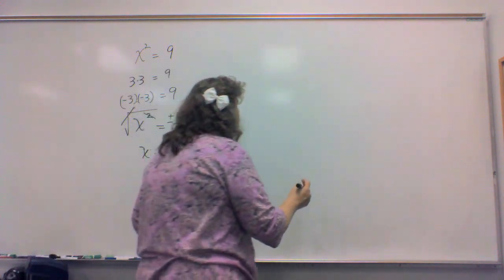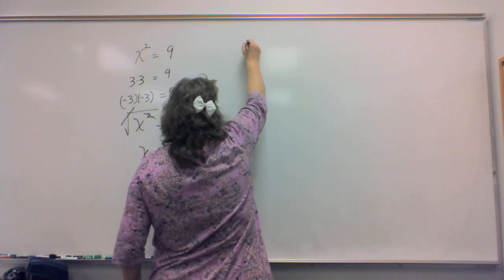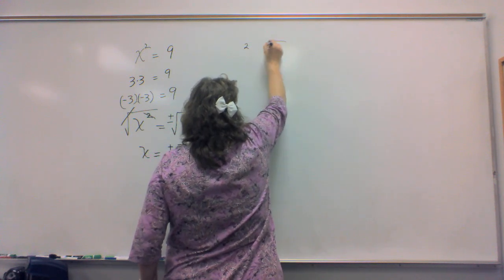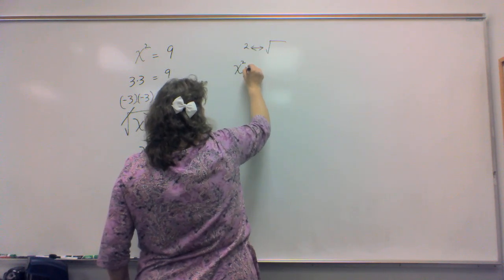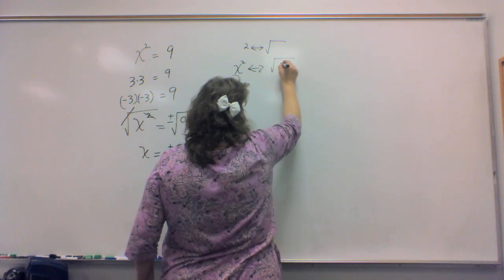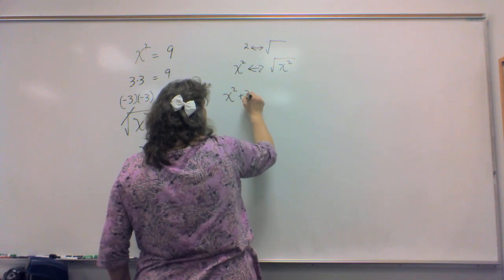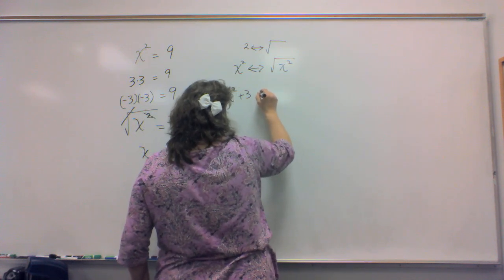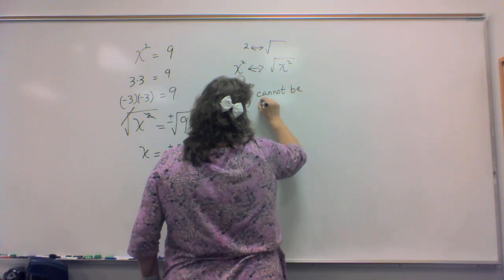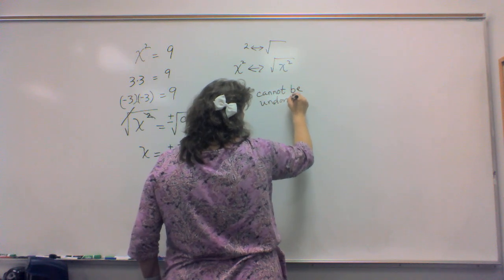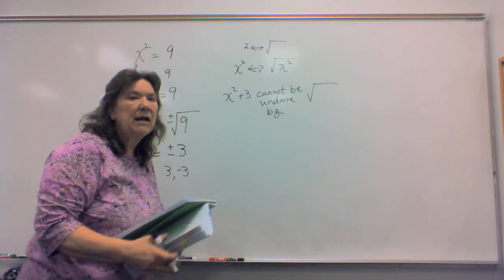Okay, some things to remember about this. For example, remember, an exponent of 2 is undone with a square root. So x squared is undone by a square root of that x squared. Whereas x squared plus 3 cannot be undone by the square root. Why? The x squared is not yet isolated.